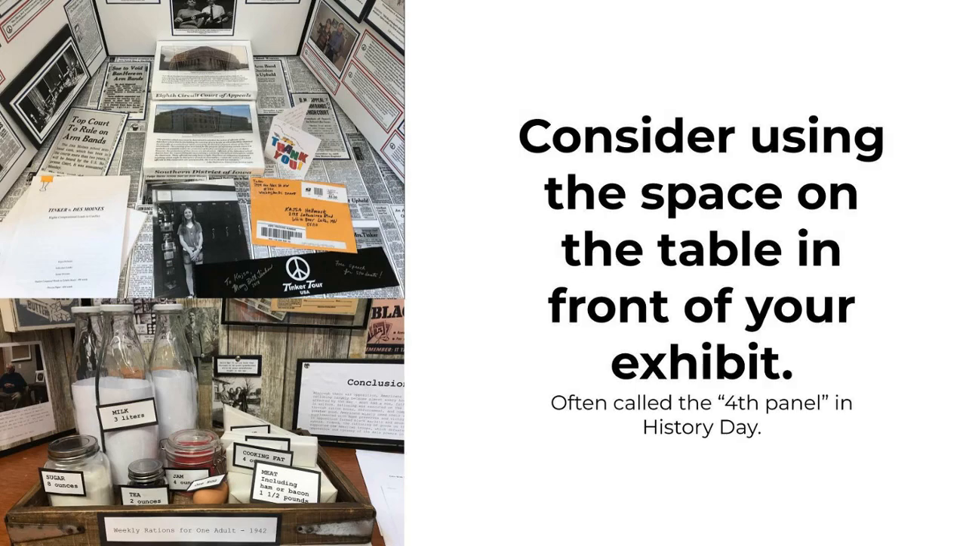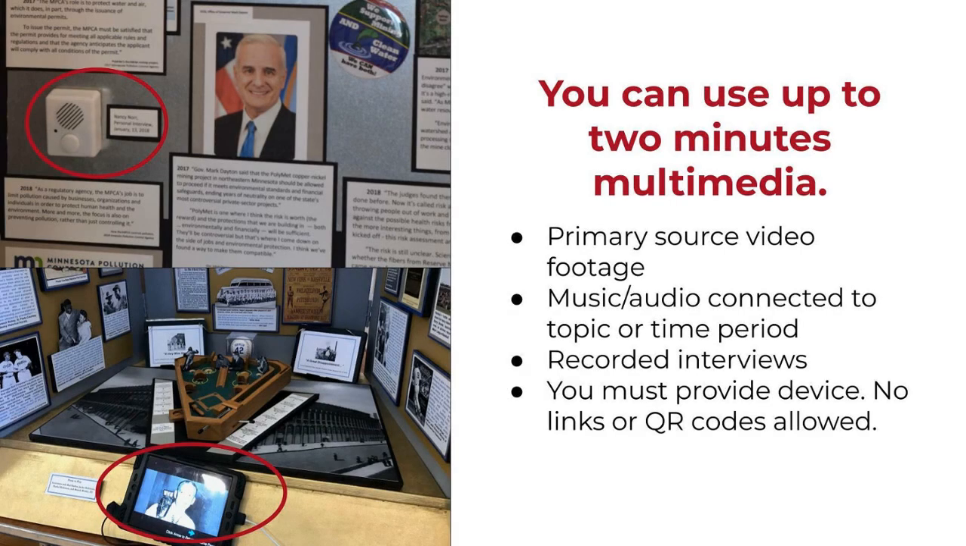The fourth panel, or the space on the table in front of your project, is a great place to include these artifacts or other information. Category rules also allow you to include up to 2 minutes of audio or visual multimedia in your exhibit. This can be one continuous clip or broken up into smaller segments.